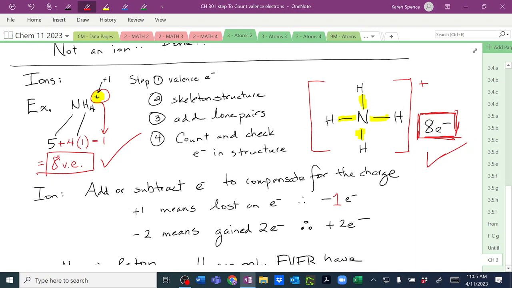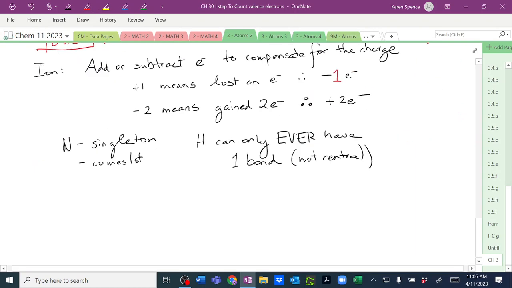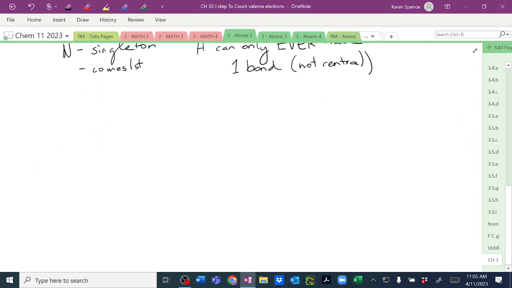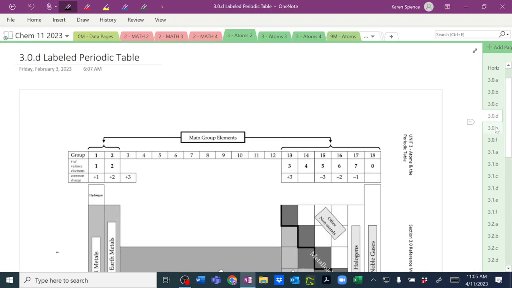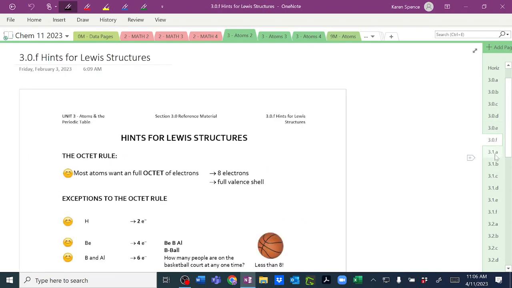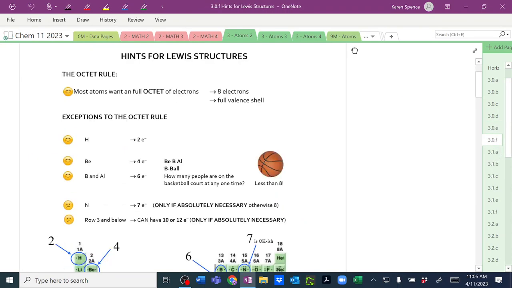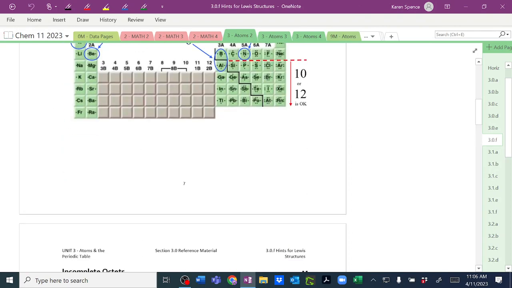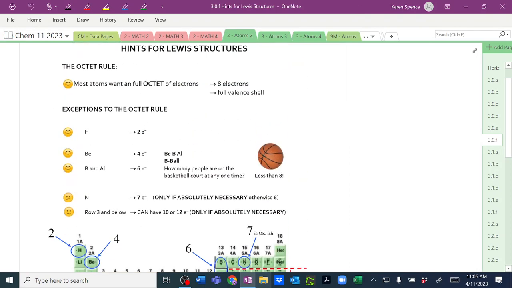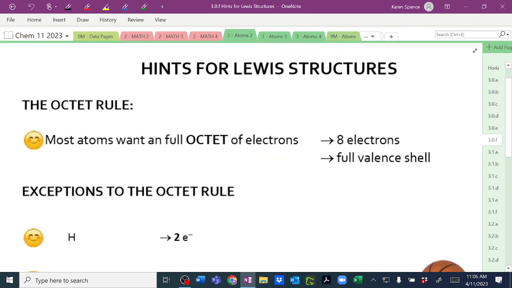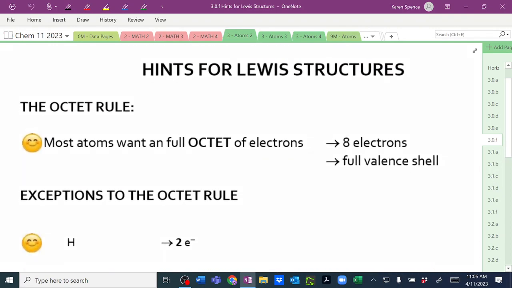We are going to now try. Actually, before we do that, we are going to go quickly to hints for Lewis structures. This is on page 7, but it's in your little booklet that you have. You can just flip to page 7 there, because this gives you some good guidelines.